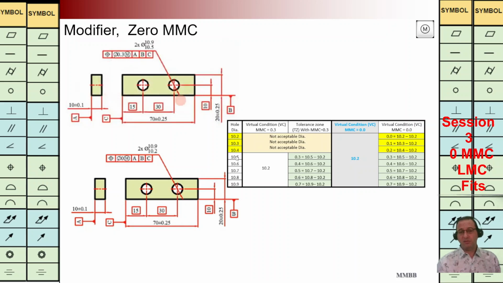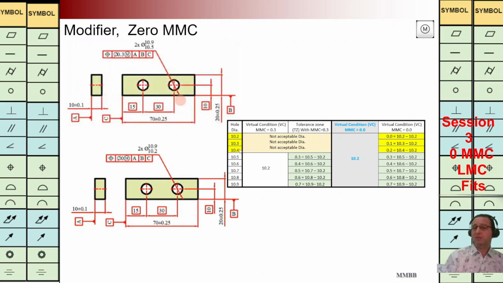And then for different values of the hole diameter, we are going to calculate what can be the possibility for the tolerance regarding the center of the hole. It is 0.3, for example, for 10.5. Here, for this case, when MMC equals 0.3, we have a difficulty, we have a problem.